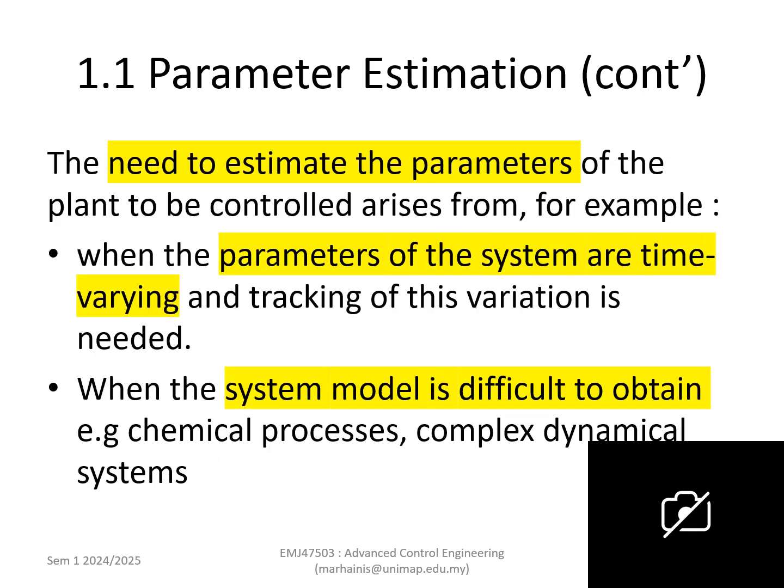So the need to estimate the parameters of the plant to be controlled arises from two conditions. For example, when the parameters of the system are time varying, maksudnya berubah-ubah, and tracking of these variations is needed. And the second condition is when the system model is difficult to obtain, for example, chemical processes or complex dynamical systems.